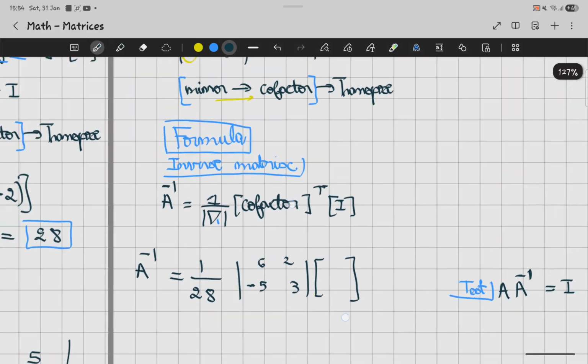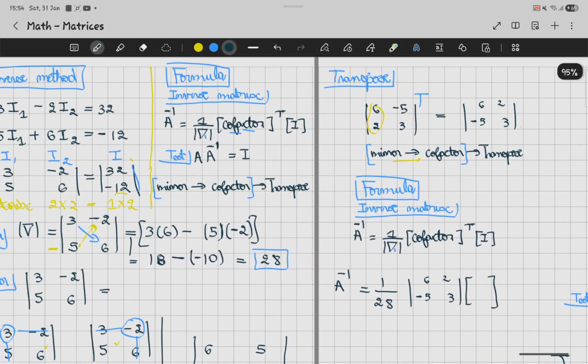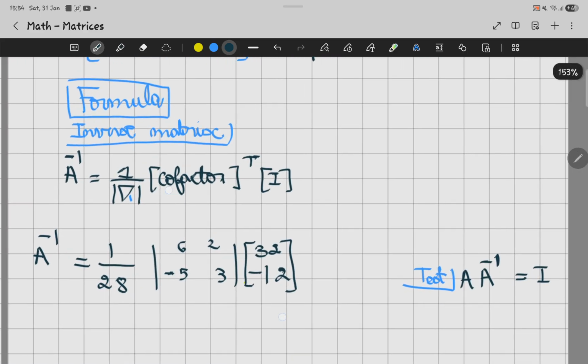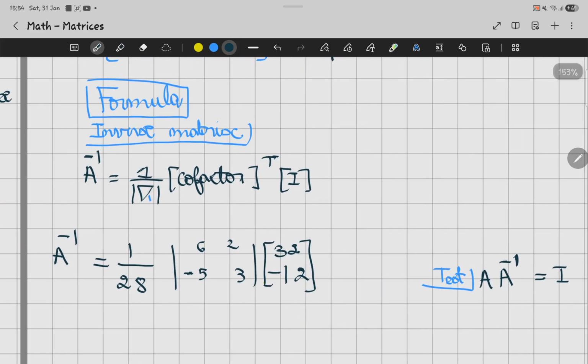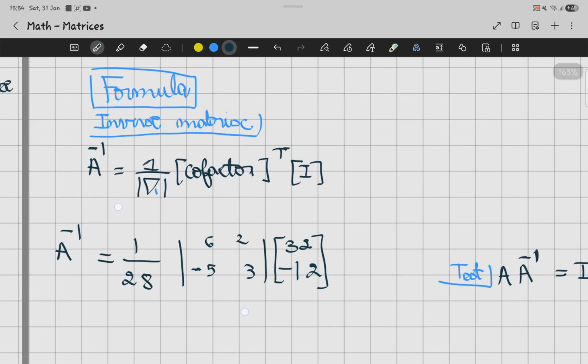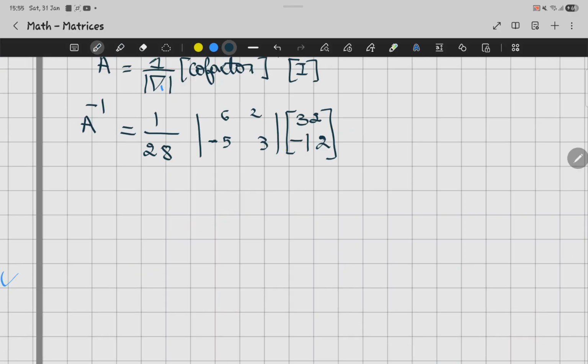So now it's 32, negative 12. So that's what we have. Okay, so with this we can work it out.